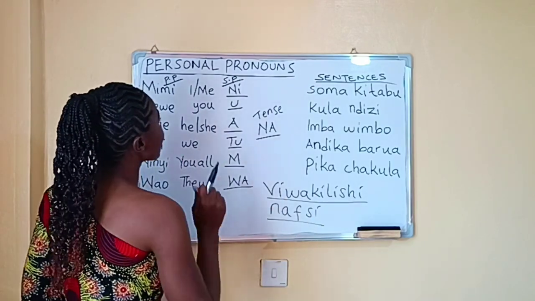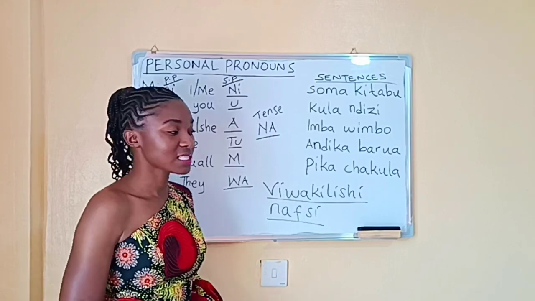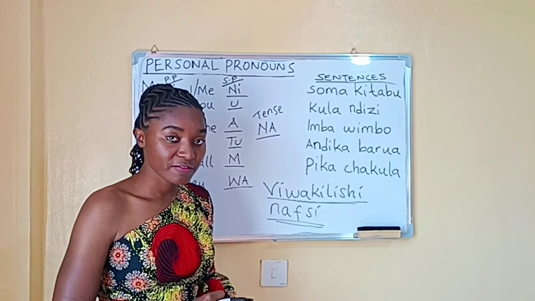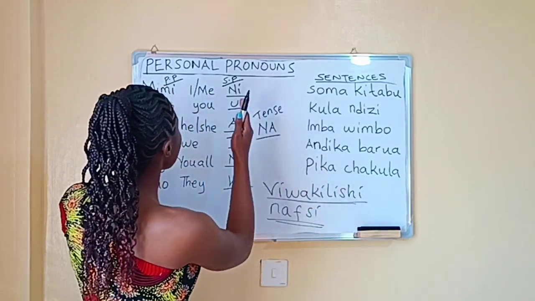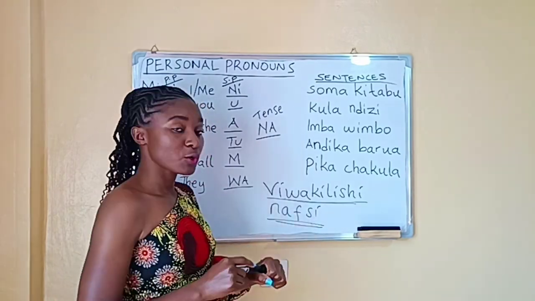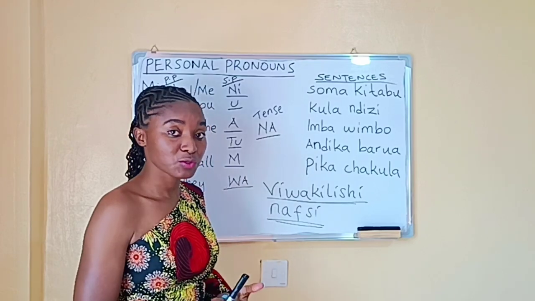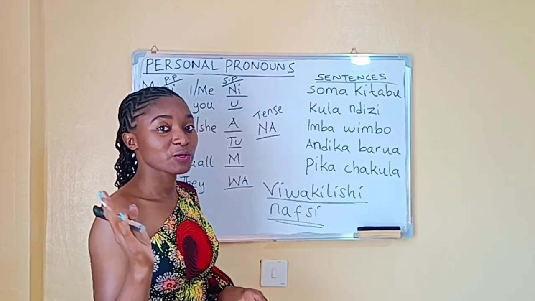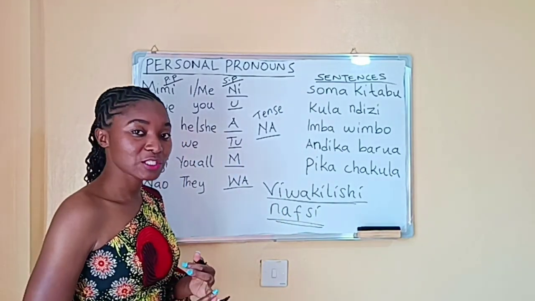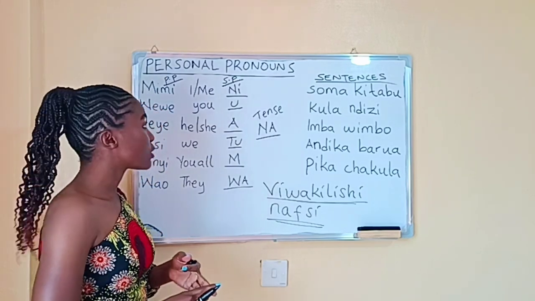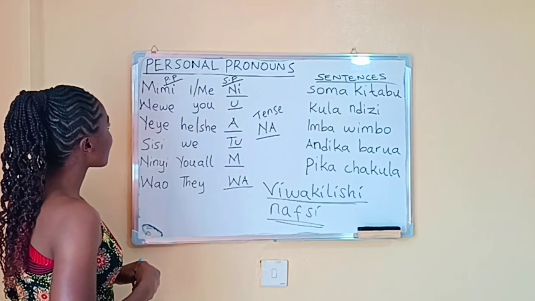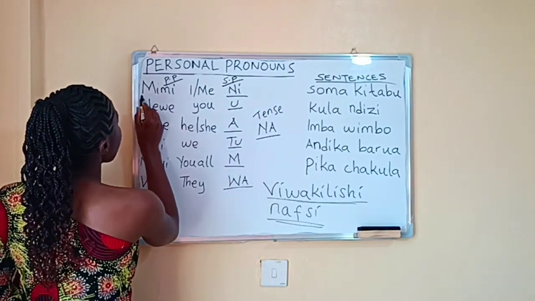So personal pronouns in Swahili, we refer to them as viwakilishi nafsi. This is personal pronouns in English. If you want to know how to use the personal pronouns to construct a sentence, follow me. We have first person, second person, and third person, and we also have the singular and the plural. We're going to begin with the first one, which is mimi.